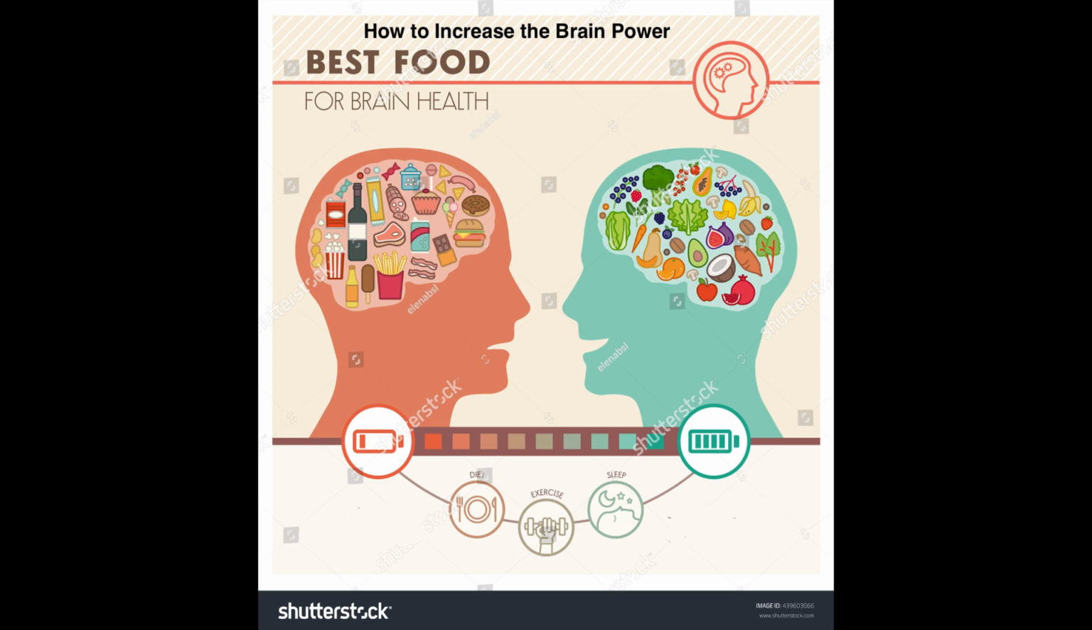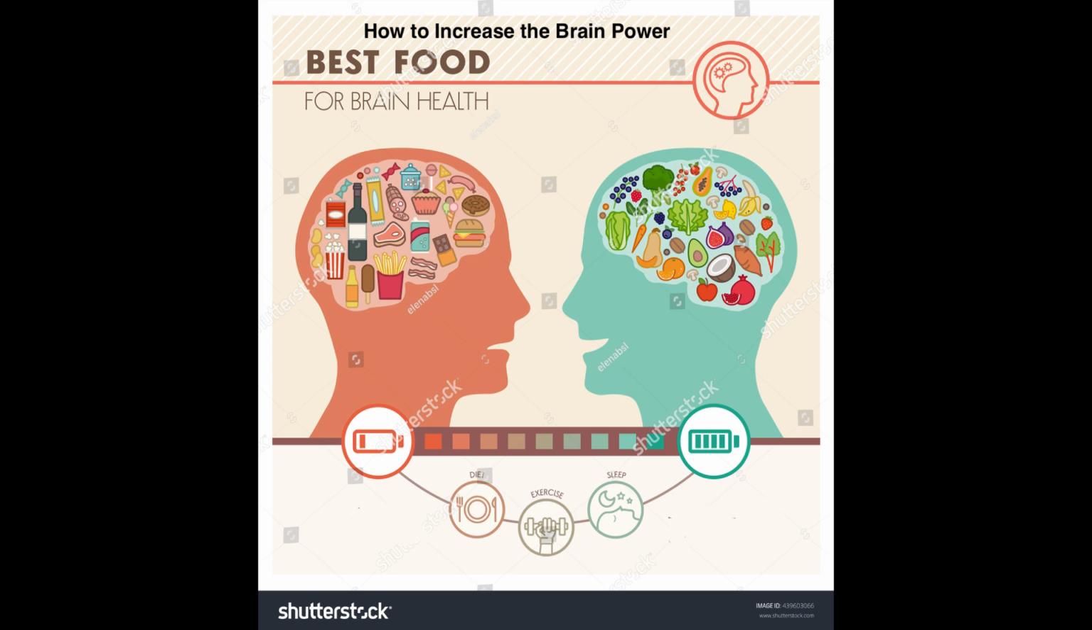The following picture gives information about the best food for brain health. According to the picture, there is a red brain on the left side, in which there is a lot of junk food. The junk food includes potato chips, popsicle, wine, and hamburger. There is a nearly empty battery below the red brain.